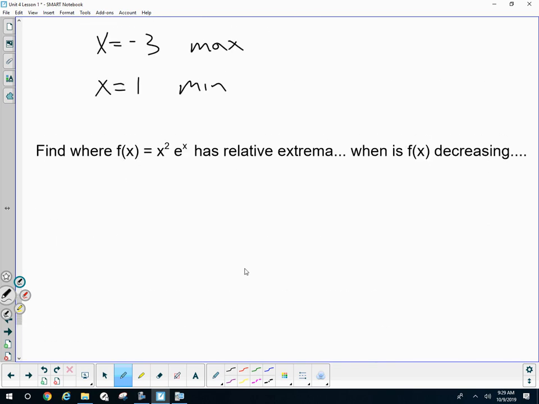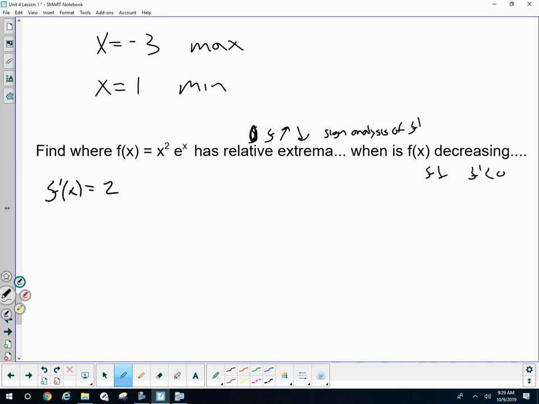All right, when does x squared e to the x have relative extrema? When is f decreasing? Well, define extrema, figure out when f is going up or down. To figure out when f is going up or down, do a sign analysis of f prime. When is f decreasing? F is going down when f prime is negative. All right, so I need f prime. I need to figure out the signs of f prime.